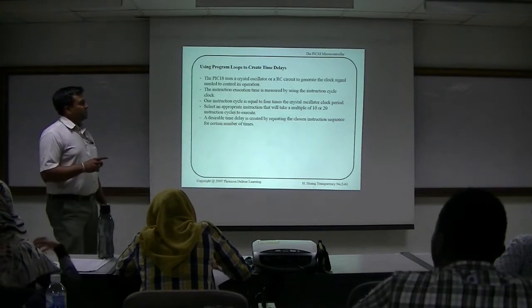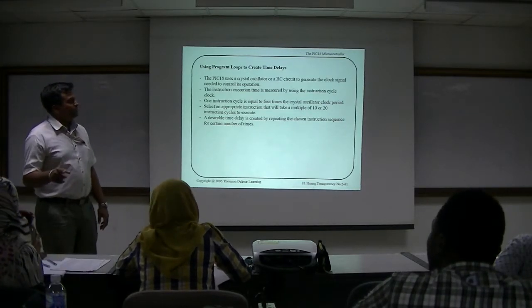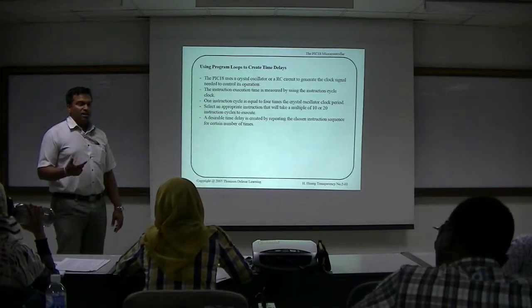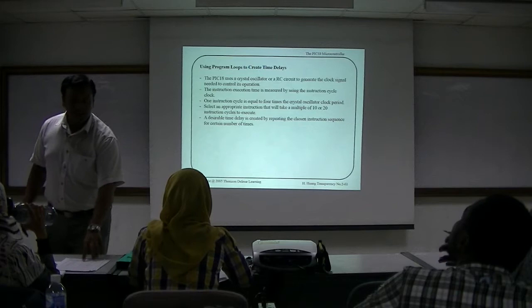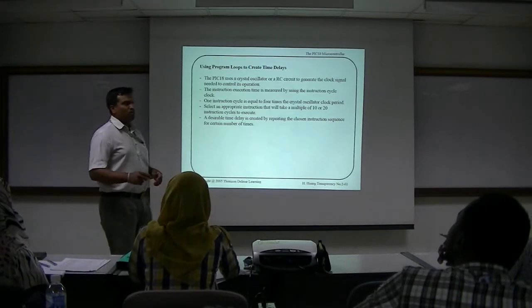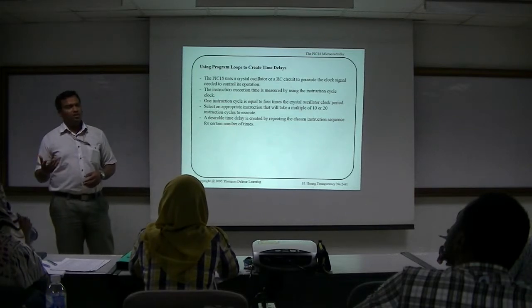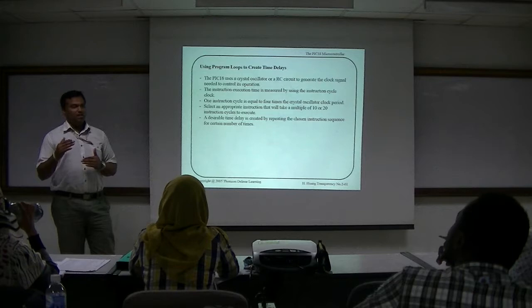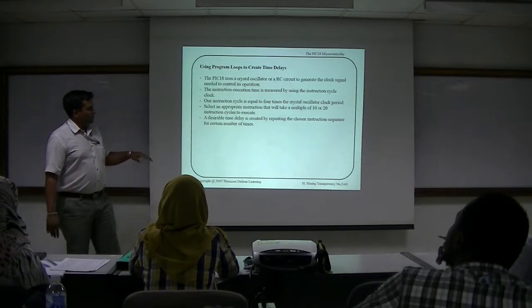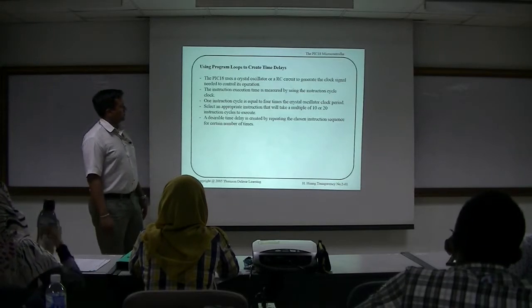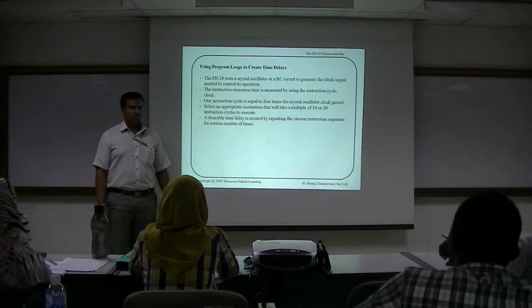So one instruction cycle is equal to 4 times the crystal oscillation clock period. In that way, you can find out how long this one cycle takes. The reason we want to know how long one instruction takes is because we will repeat that instruction to create a particular time duration, a delay. So a desirable time delay is created by repeating the chosen instruction sequence a certain number of times.